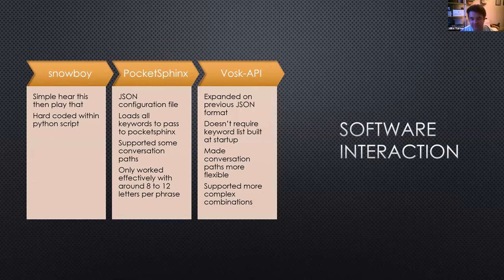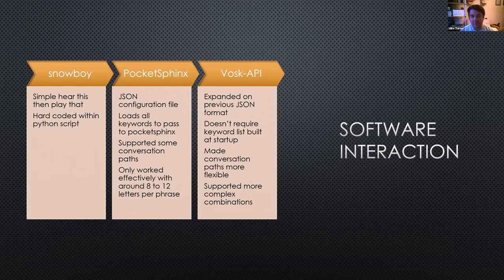So I started writing the code to make a nice little interactive system. With Snowboy, it was really easy to do, but I had to hard code it because I had to record every single thing I wanted it to trigger on. So that became a very hard coded script. Then when I went to Pocket Sphinx, I didn't want to hard code it, so I created a JSON config file format that I could use to be really flexible about what I picked up.